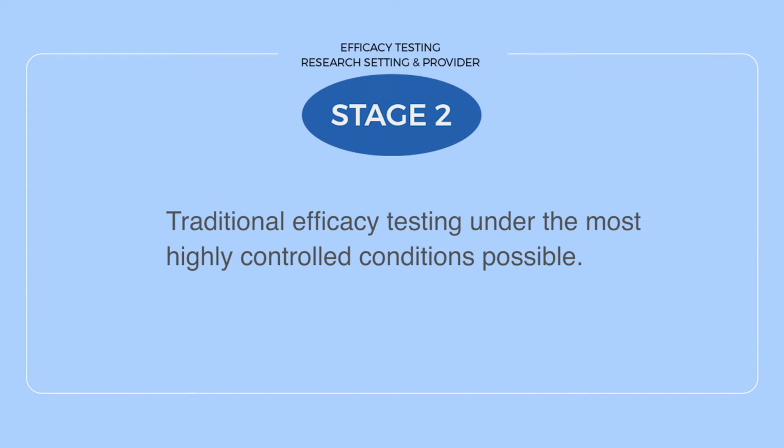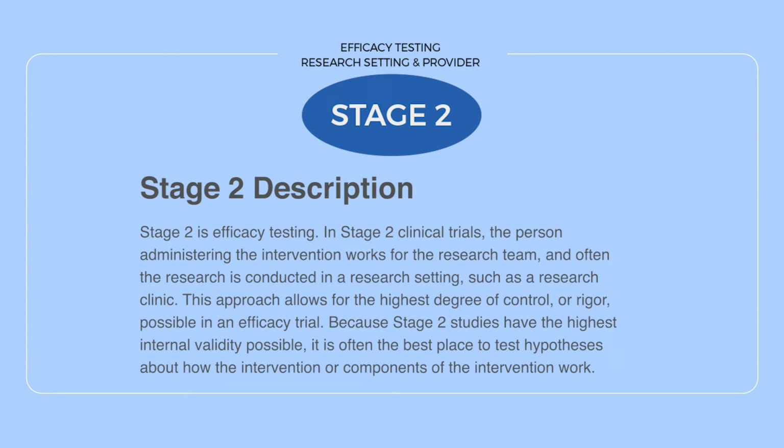Stage 2. Traditional efficacy testing under the most highly controlled conditions possible. Stage 2 description. Stage 2 is efficacy testing. In Stage 2 clinical trials, the person administering the intervention works for the research team, and often the research is conducted in a research setting, such as a research clinic. This approach allows for the highest degree of control or rigor possible in an efficacy trial. Because Stage 2 studies have the highest internal validity possible, it is often the best place to test hypotheses about how the intervention or components of the intervention work.